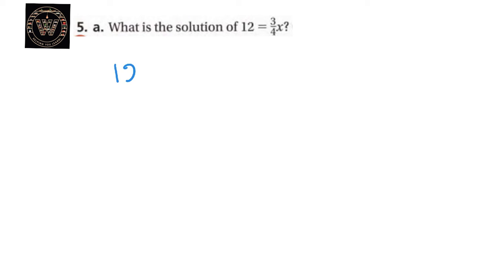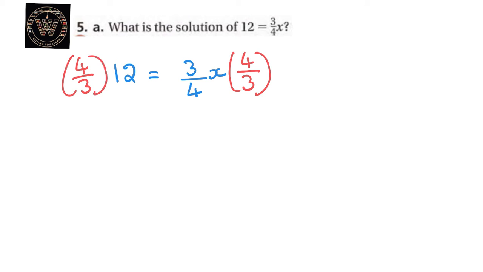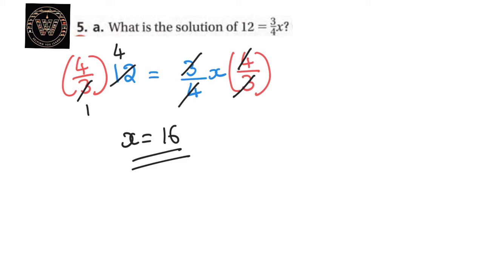So 12 = 3/4 x, and we are going to multiply both sides with the reciprocal, 4/3. Now what happens? 4 and 4 cancel, 3 and 3 cancel. We are left with x alone. And on this side, can we simplify this? 3 1 times is 3, 3 4 times is 12, and 4 times 4 is 16. So x = 16.